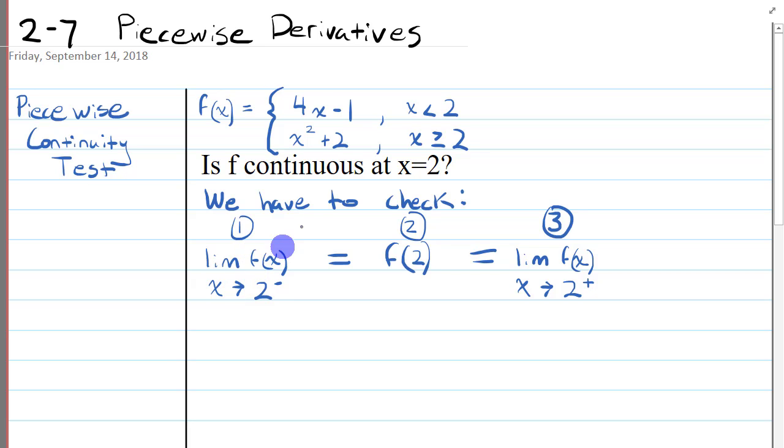What is the limit of my function as I approach 2 from the left-hand side? Again, left-hand side should be that first piece. I need someone to answer. 7. How'd you get 7? Plug in 2 for x. 2 times 4 is 8, minus 1 is 7. Perfect. So I'm going to write down here, let's do it in black, that that is 7.